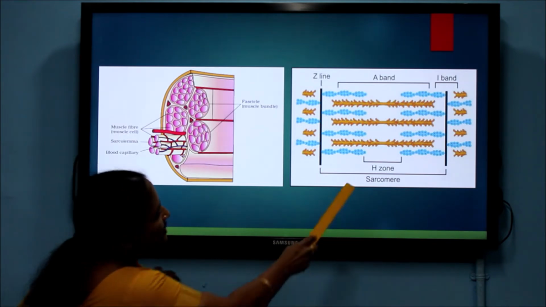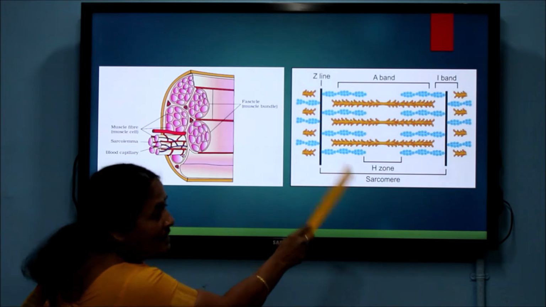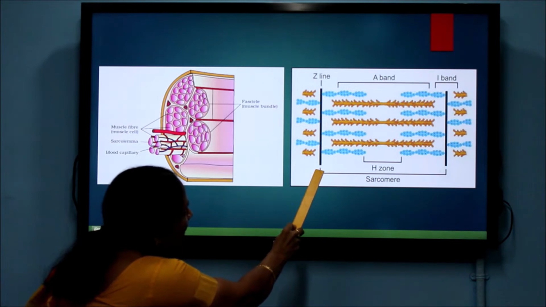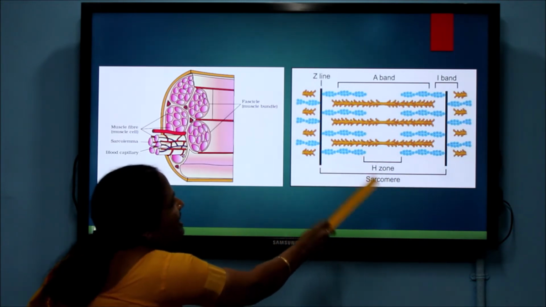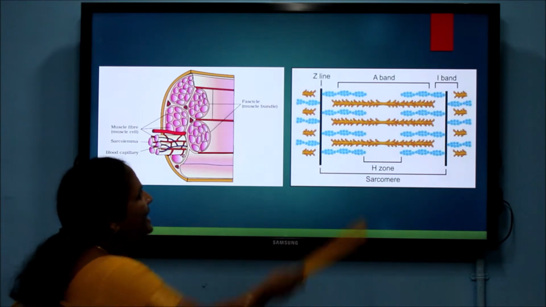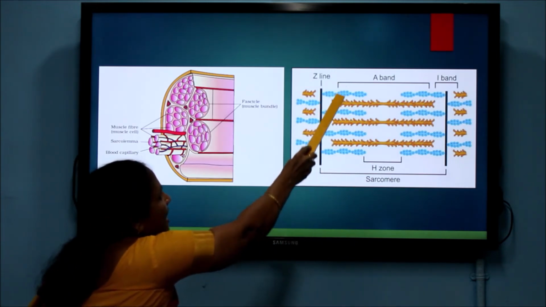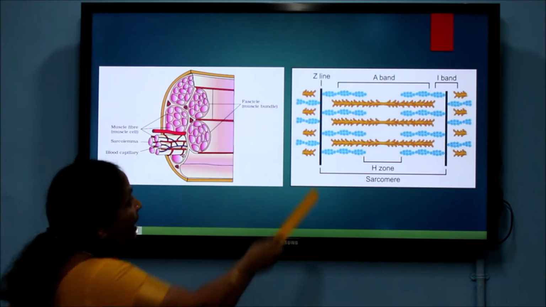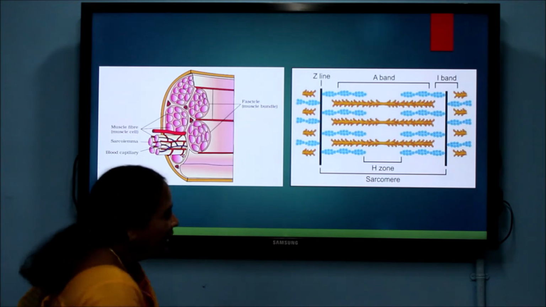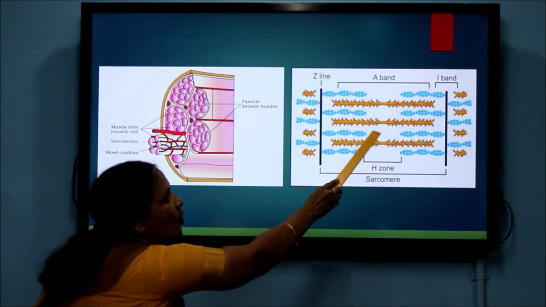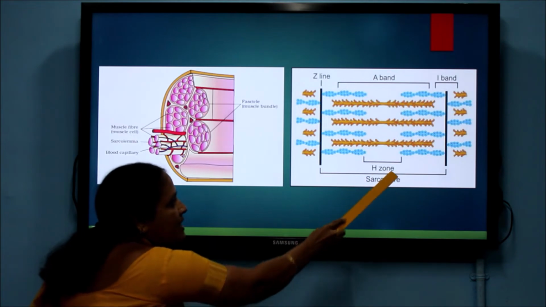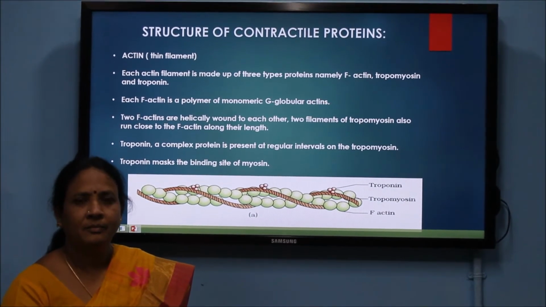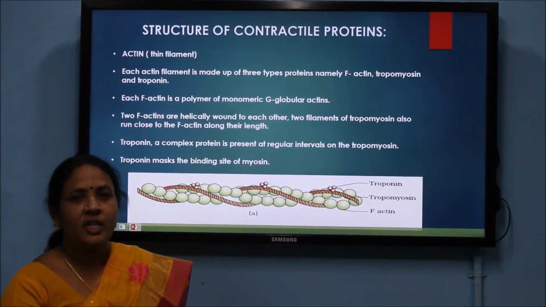Now coming to the sarcomere, the functional unit of muscle contraction. The portion between the two Z lines is said to be the sarcomere. The actin and the myosin are arranged alternatively, so they are overlapped with each other. But here this myosin is not overlapped with the actin. That zone is said to be the H zone. Hope you understood the structure of skeletal muscle.